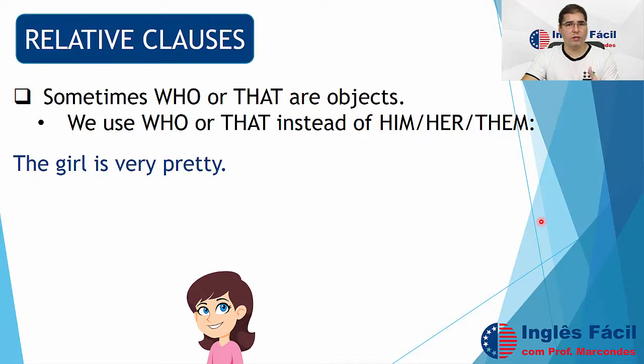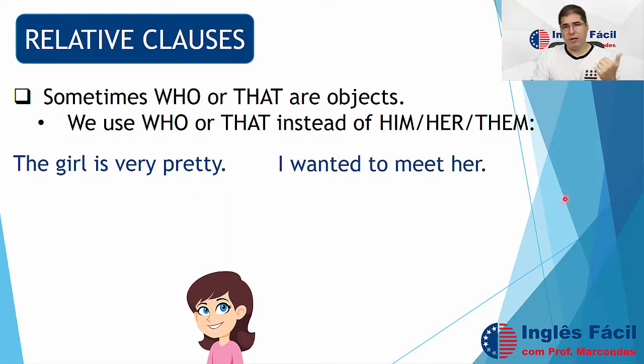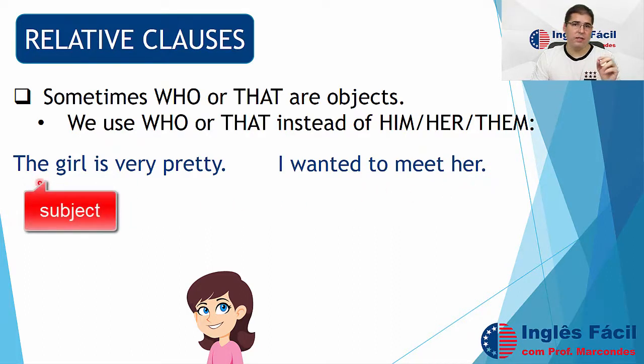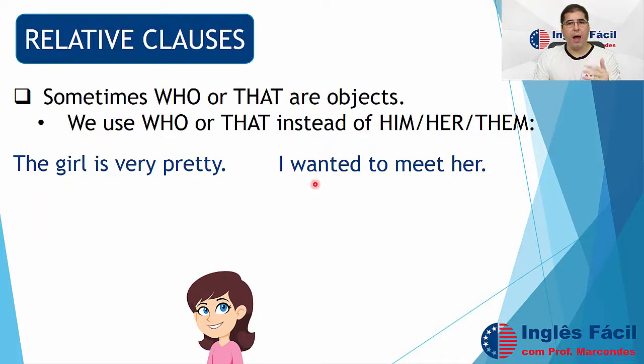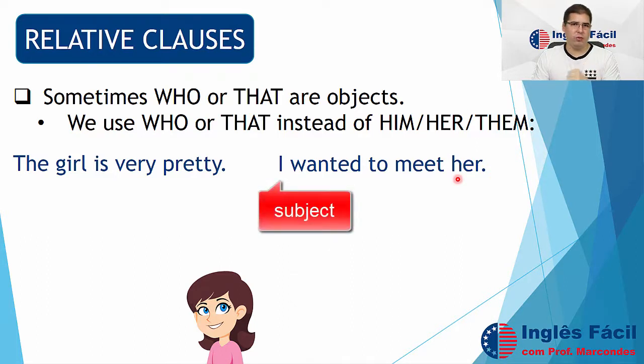But I want to specify which girl I mean. Which girl do I want to talk about? So, the girl I wanted to meet. I wanted to meet the girl. I wanted to meet her. So, pay attention here. In the first clause, the girl is the subject of the clause, right? Who is very pretty? The girl. So, the girl is the subject, okay? Now, in the second sentence here, I wanted to meet her. In this second sentence, who is the subject? I am, right? So who wanted to meet the girl? I wanted to meet her.